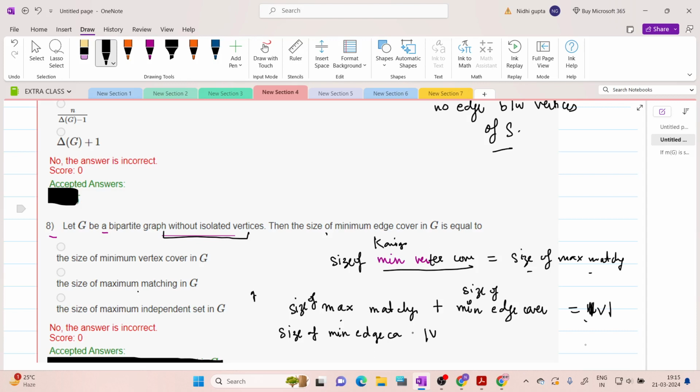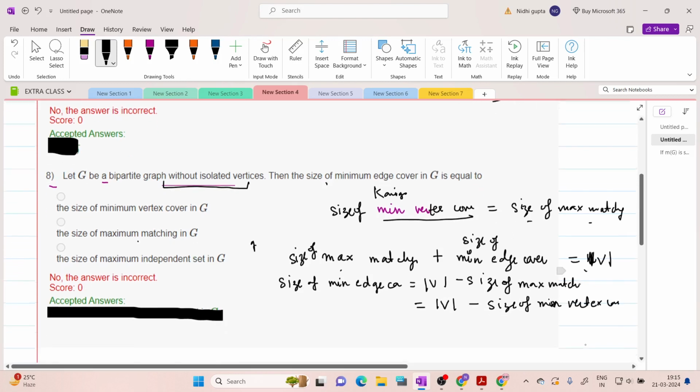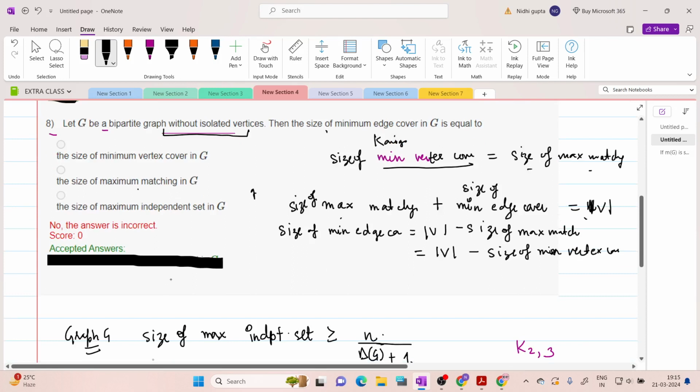Is order V minus size of maximum matching. And this is a bipartite graph. So by Koenig's theorem, this is order V minus size of minimum vertex cover. So now do we know this? What is this number? Number of vertices minus size of minimum vertex cover.